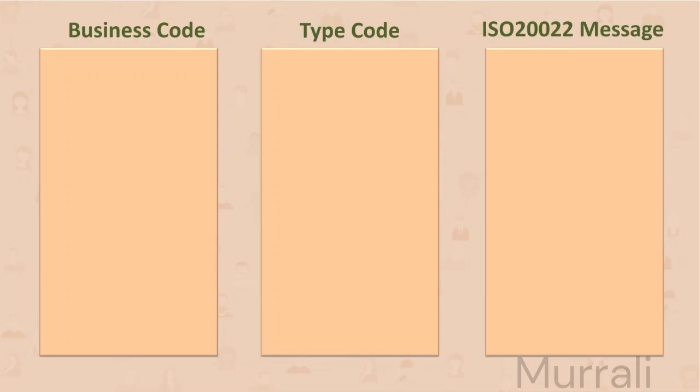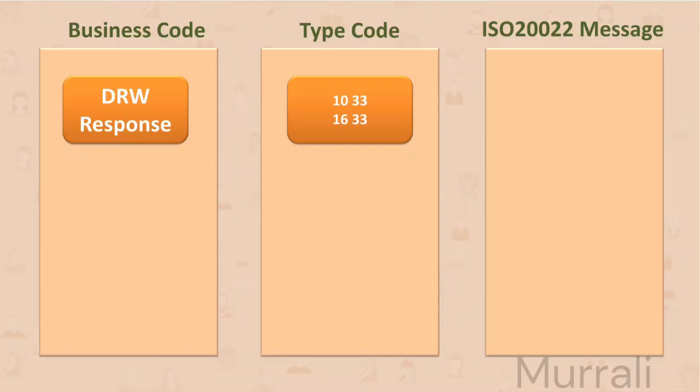Since a drawdown is a request, the user has to respond back, and that is called the drawdown response. The Fedwire uses the codes 1033 and 1633. Now both of these codes are replaced by PAIN.014.